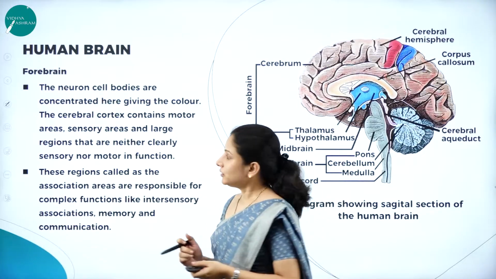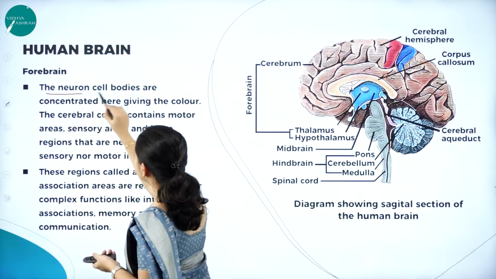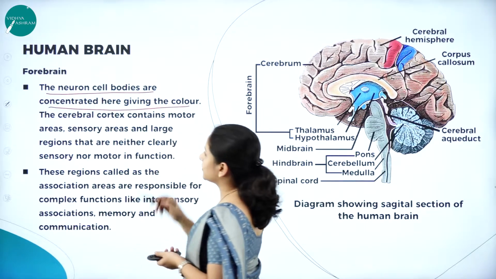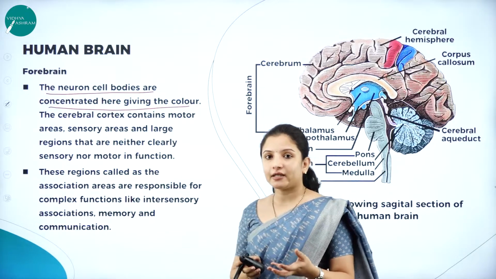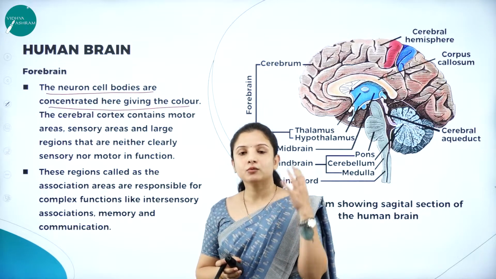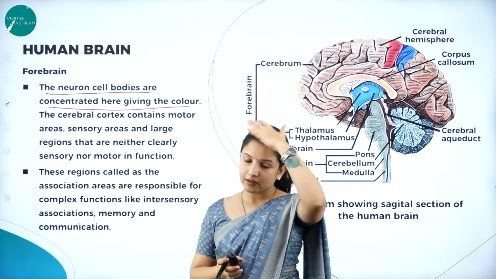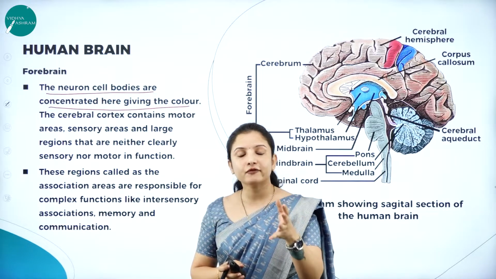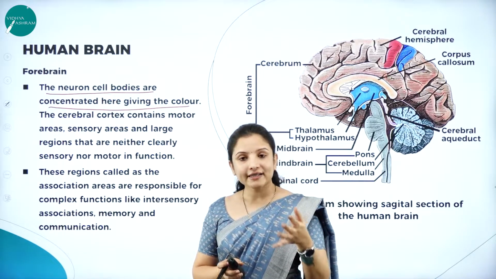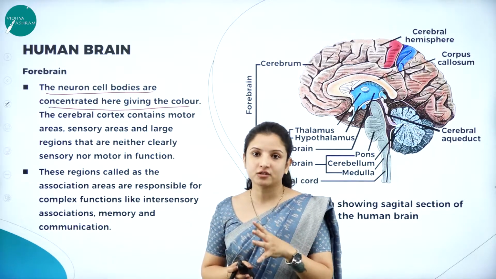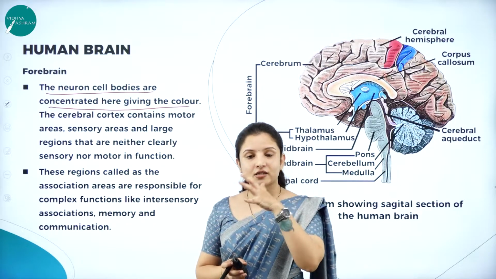Moving further, the neuron cell bodies are concentrated in the grey matter, giving it the color. So why is it grey in color? What did I tell you? Wherever the cerebrum is present in the entire forebrain, it is grey in color, and therefore it is called the grey matter. Why is it grey in color? It is grey in color because most of the neurons are concentrated there. I told you they are connected by neurons.